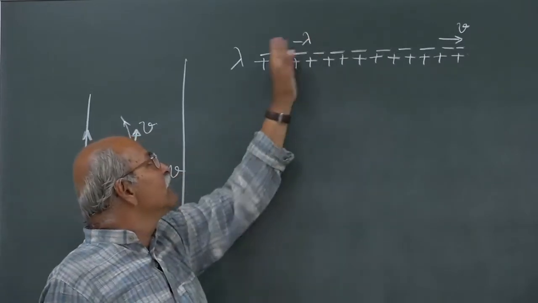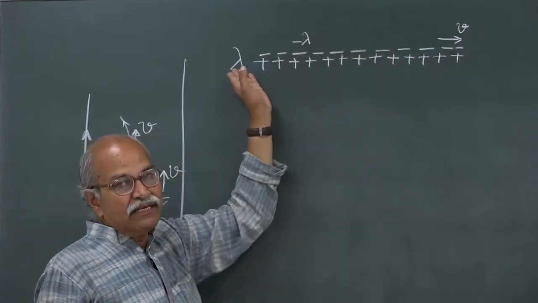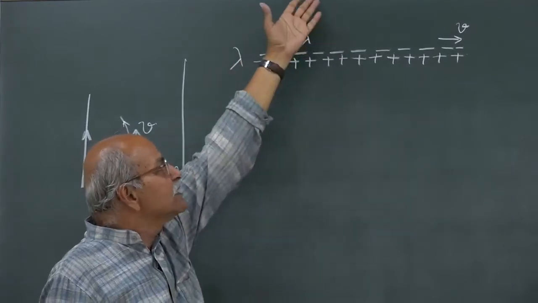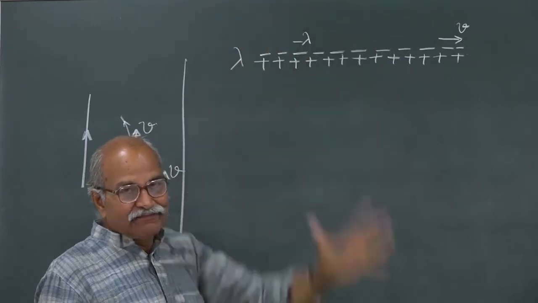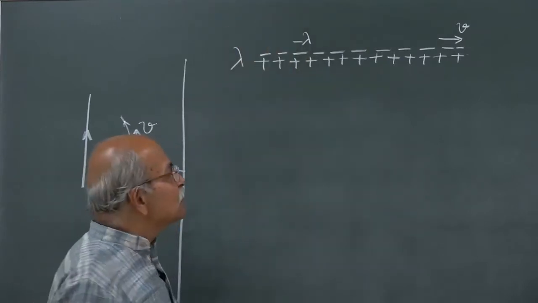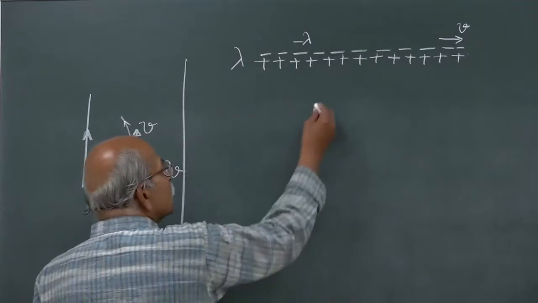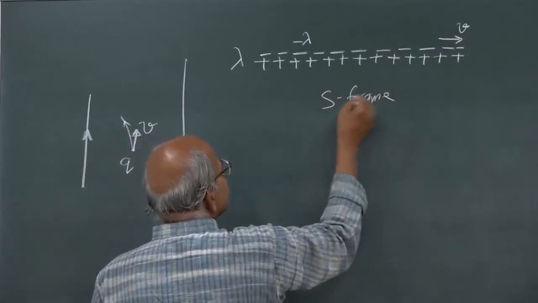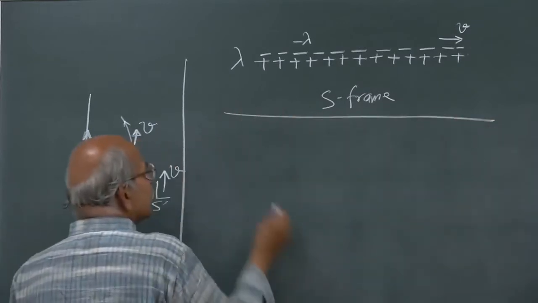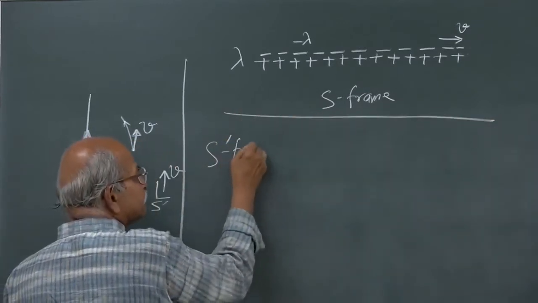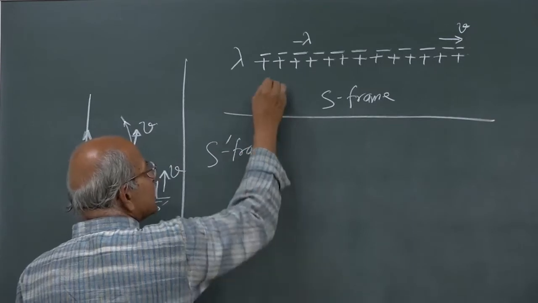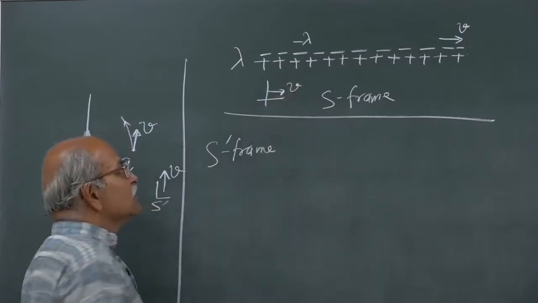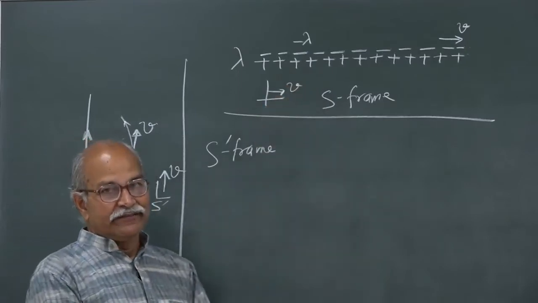So, equal magnitude and opposite sign, and therefore, if you look at the electric field here, the electric field will be 0. Now, suppose you look at this same situation from the S prime frame. So, this is from the S frame, and then if you look from the S prime frame, which is moving with respect to S in the positive x direction with a velocity v.